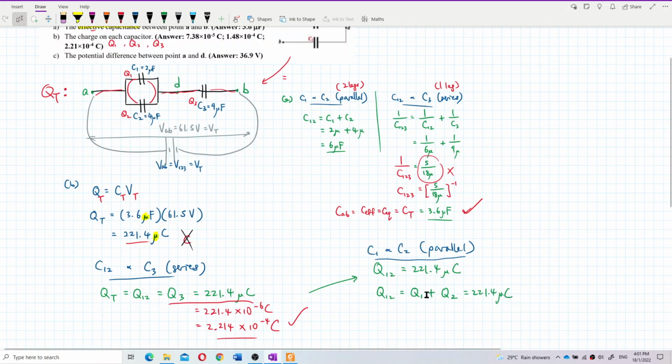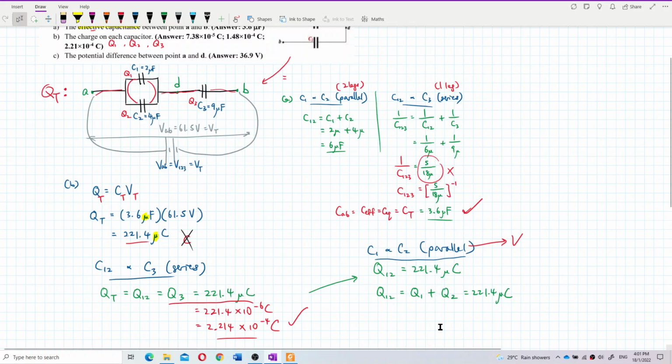Okay, but how to find Q1 and Q2? Oh, I got a problem here. How to find Q1 and Q2 separately? I cannot go on from here. I need to find another way. In parallel, what is the relationship for voltage? If charge cannot work out, then I need to think about the voltage, isn't it?